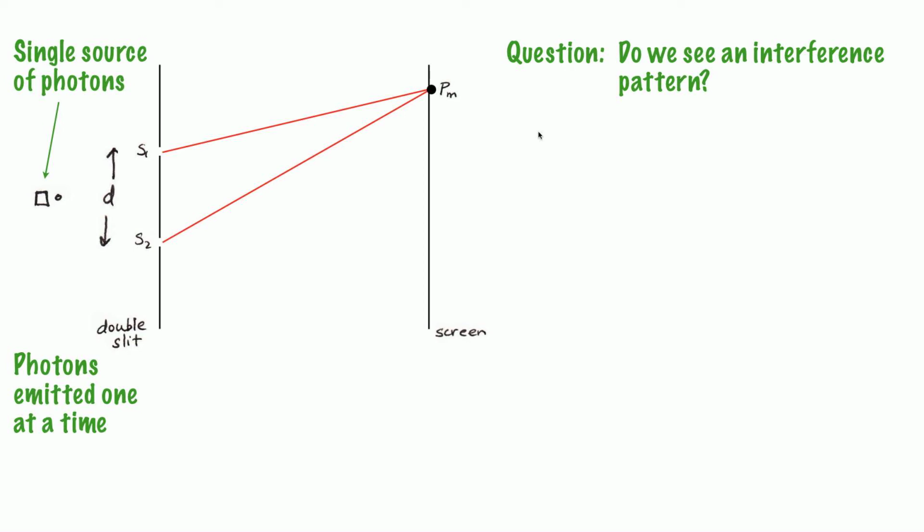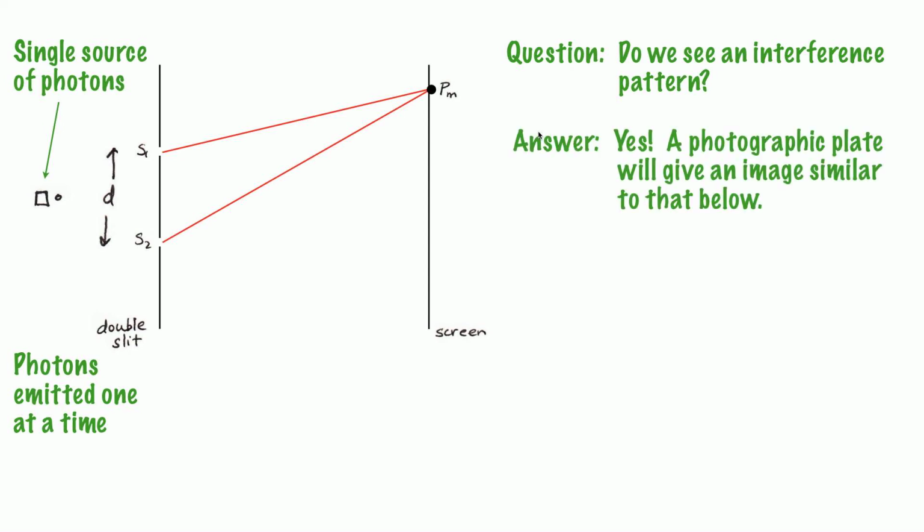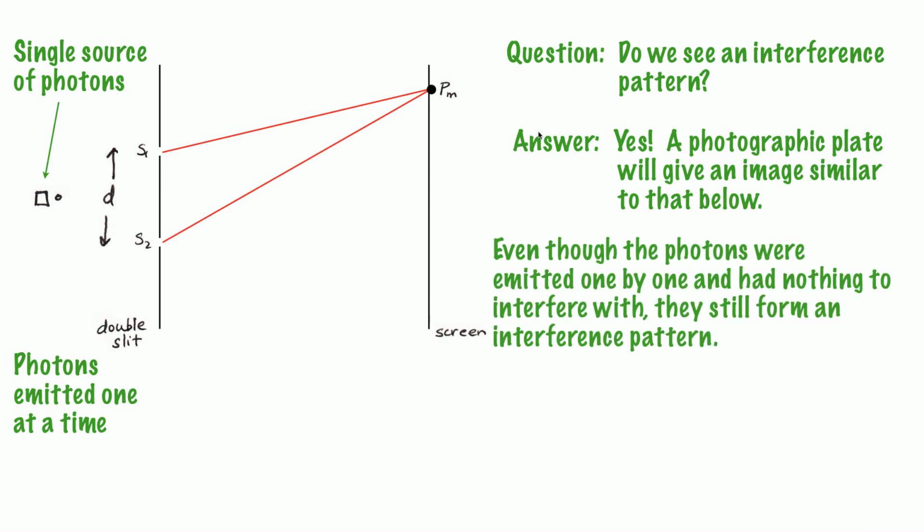We showed a little video in class, Dr. Quantum, when he looked at the double slit experiment. And of course, the answer to this, if you remember, do we see an interference pattern, is yes, we do see an interference pattern. It looks something like the image in your note just below. Even though photons are emitted one by one, with nothing to interfere with, they still form an interference pattern.